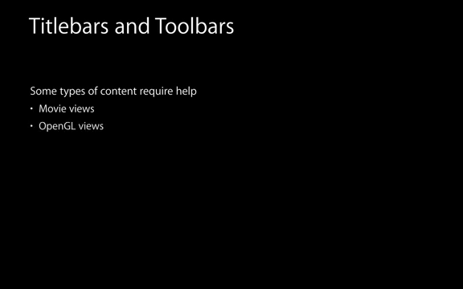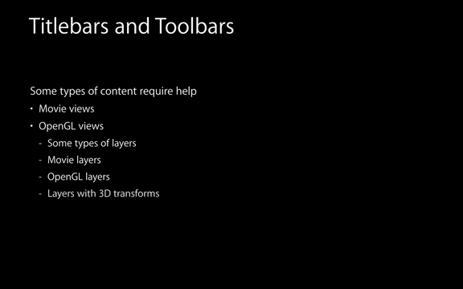And that works really well for almost all content out there, but there's a few cases I want to call out where our magic there can use a little bit of help. So one of those is movie views. This is a big area where we can't just automatically replicate the content for you. Likewise, OpenGL views are in a similar place. You may notice kind of a hardware-accelerated theme going on using the GPU, and that's a good observation. Some types of layers also need a little bit of help in these areas. Movie layers and OpenGL layers kind of get grandfathered in with the views, but other things like layers with 3D transforms and layers with Core Image filters also require a little bit of help to show up in a title bar and toolbar. Let me show you how you can do that.